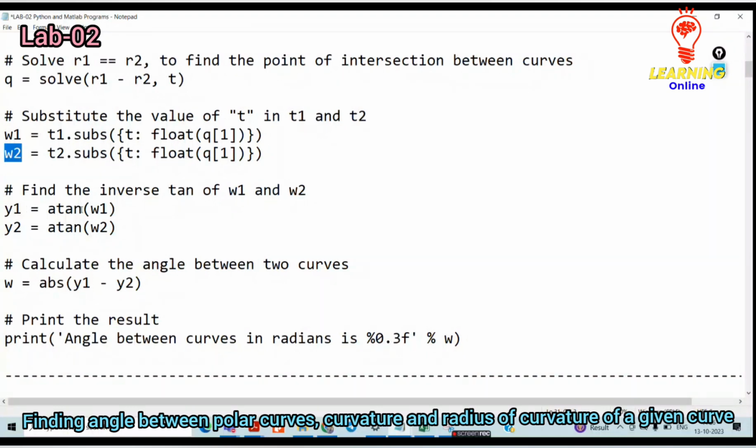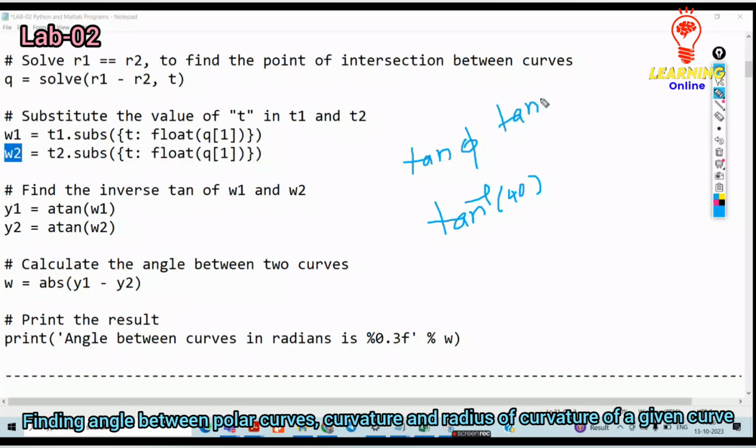A tan means tan inverse. If you write tan phi, tan inverse of a particular value, this I can represent as tan of phi. But how do I have to write this? A tan of whatever the variable is. This is the syntax. A tan stands for tan inverse, the inverse functionality of the trigonometric functions. A tan of what? W1. I got the W1 expression, W2 expression.